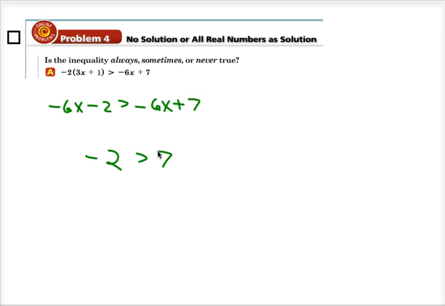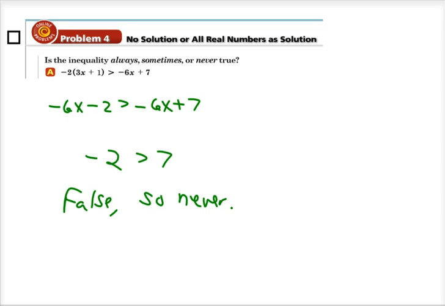And I just need to ask myself, is negative 2 greater than 7? Well, no. 7 is greater than negative 2. Negative 2 is not greater than 7. So I have a false statement. And just like with the equations, when you have a false statement, it's never true. There's no x you're going to be able to plug in there to get it to work out.